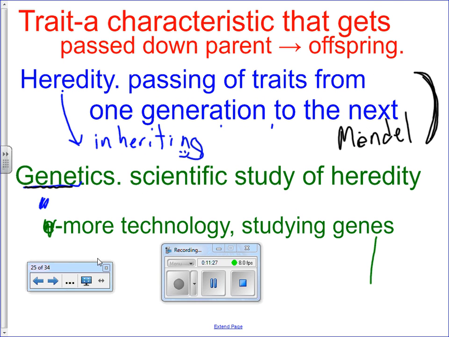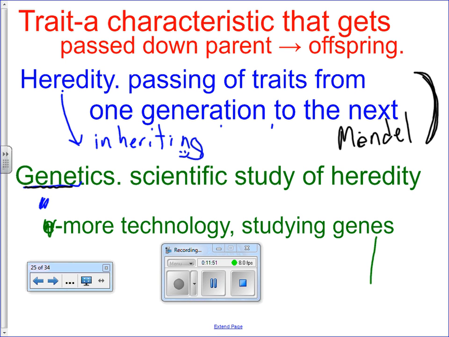So the vocabulary that you wrote down when you went over it on Monday, I'll just go over these really quickly because you should have them already written down. These first three are also on the first page of your worksheet: heredity, genetics, and traits. A trait is simply a characteristic that gets passed down from parent to offspring, like the color of the seed, hair color, eye color, all of that.